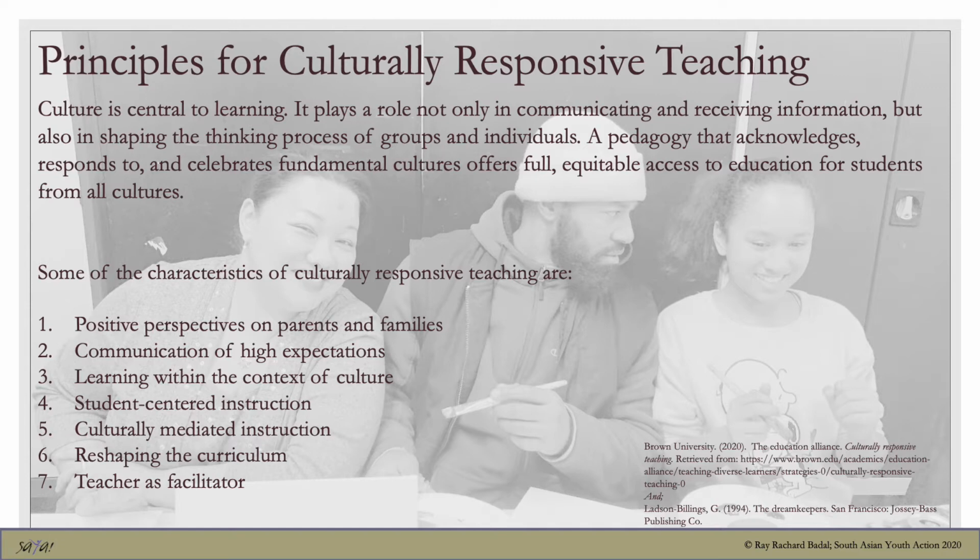Some of the characteristics of culturally responsive teaching are: number 1, positive perspectives on parents and families; number 2, communication of high expectations; number 3, learning within the context of culture; number 4, student-centered instruction; number 5, culturally mediated instruction; number 6, reshaping the curriculum; and number 7, teacher as facilitator.